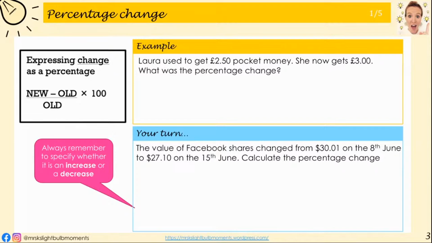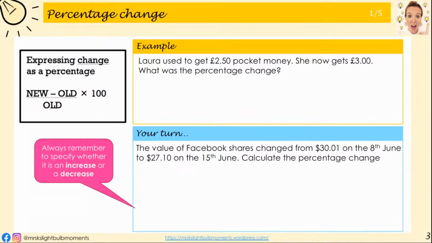And if you have a look at the formula on the left, this one needs to be something we're really familiar with. So it needs to be something that as soon as you see a question that's asking about percentage change, then that's what we think of. So it's new take away old, divided by old, and then you multiply by 100 to get the percentage. So I'll show you with the first one how we do this.